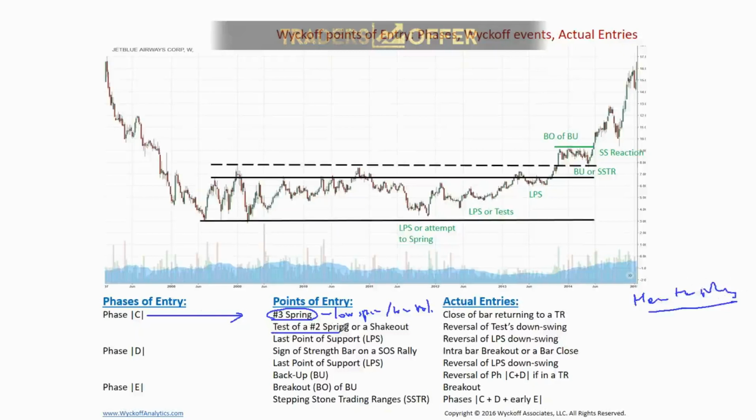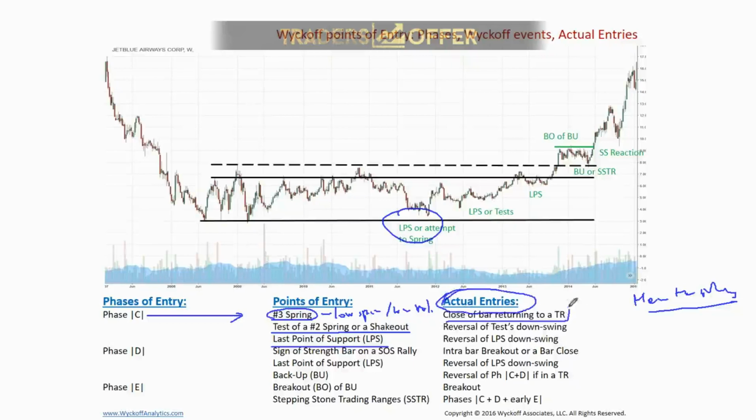Then the test of sprint number 2, or the shakeout, or the last point of support if we are failing, like right here, to produce a sprint. And those are going to be our 3 major points of entry for phase C. I'm actually putting the actual entries right here. So how would we buy sprint number 3?